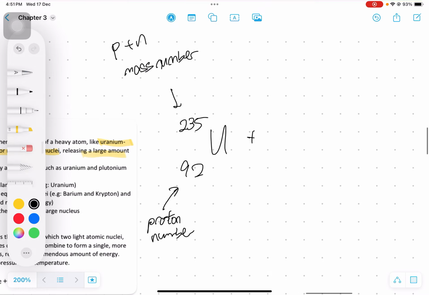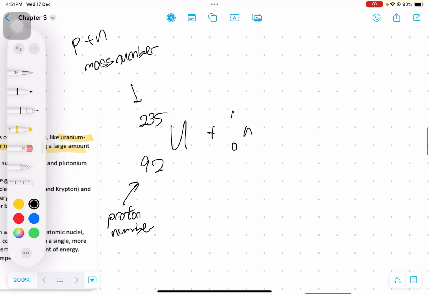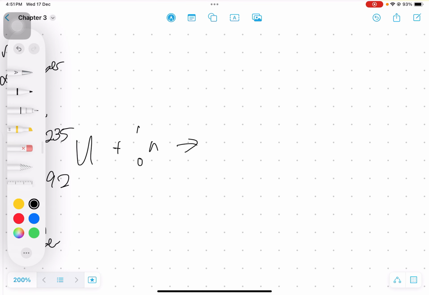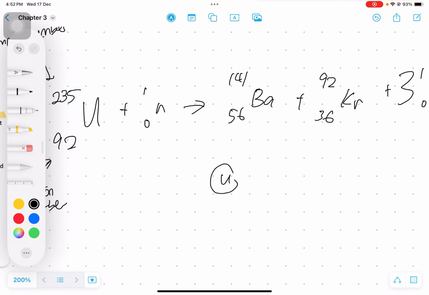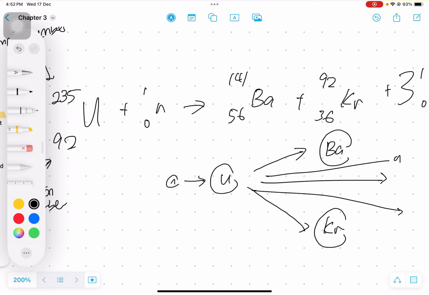When uranium-235 is hit by a neutron, written as 1 and 0 because it has no positive charge, it splits into two smaller atoms, for example barium-141 with 56, and krypton-92 with 36. It also releases three more neutrons. So uranium-235 plus a neutron splits into barium, krypton, and three more neutrons, and energy also comes out.